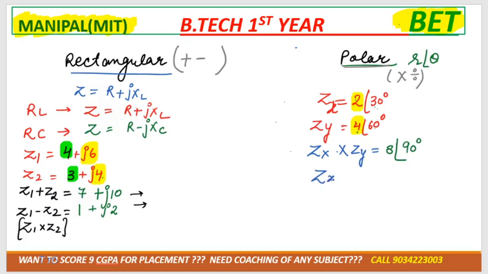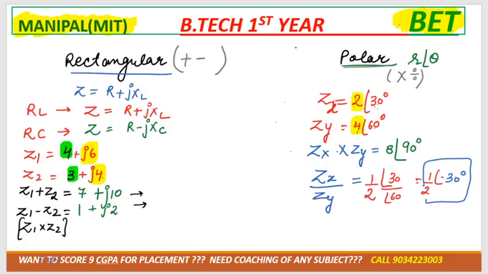Similarly, if I say divide these two components, so 2 divided by 4 is how much? 1 by 2, and in this case angles would be subtracted from each other. That would be 30 and this one is angle 60, so it would be 1 by 2, angle 30 minus 60. So 30 minus 60 is how much? That would be minus 30 degree. Okay, so after division we'll get this form, and after multiplication we'll get this form.